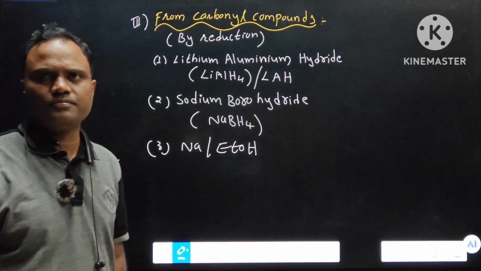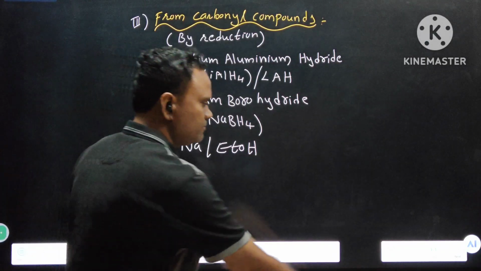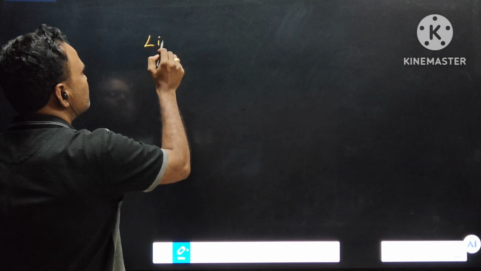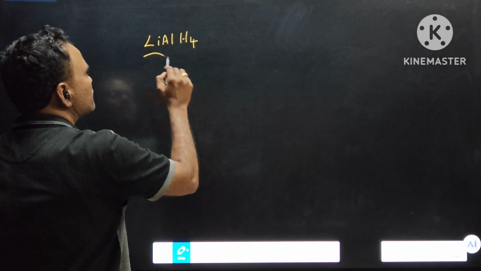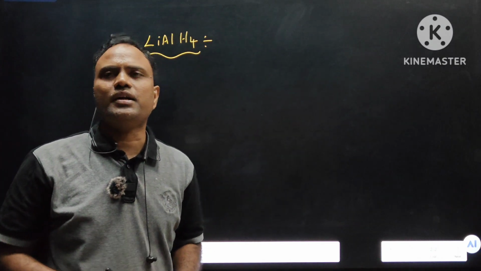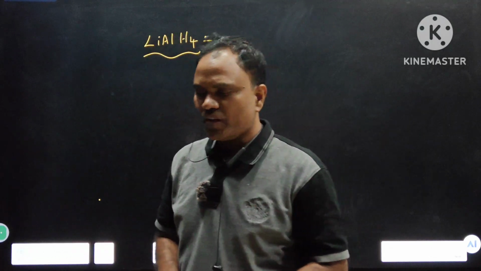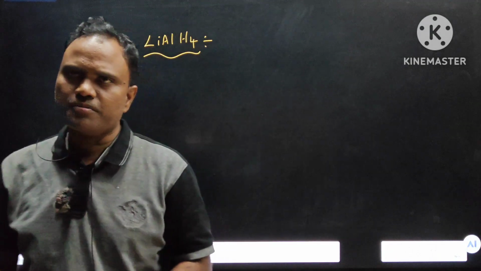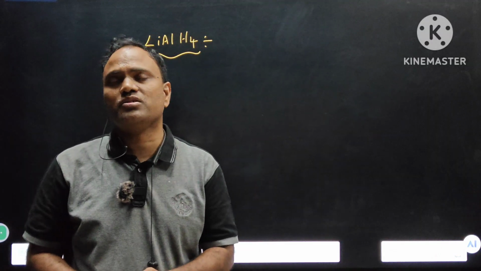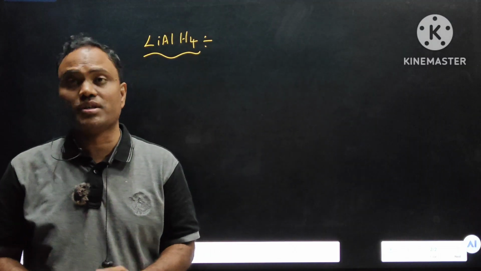Shall I go to the next page? Have you noted this? Now keep the heading: lithium aluminium hydride, LiAlH4. See, lithium aluminium hydride is a powerful reducing agent. It is a versatile reducing agent, a non-selective reducing agent. It reduces the majority of the functional groups to alcohols. That's why it is called versatile. Versatile means if it reduces most of the functional groups, it is called a versatile reducing agent.